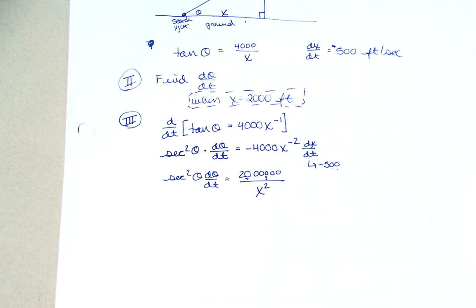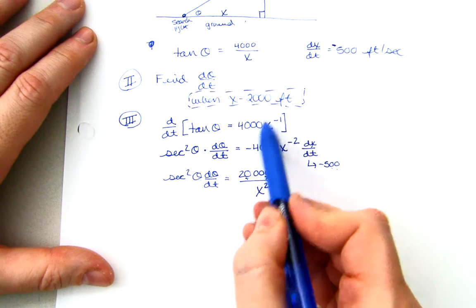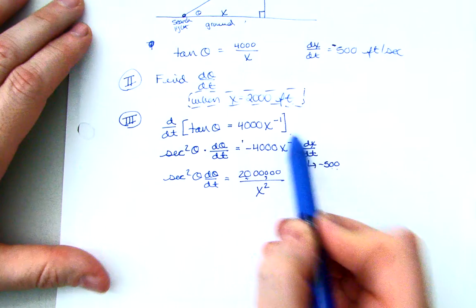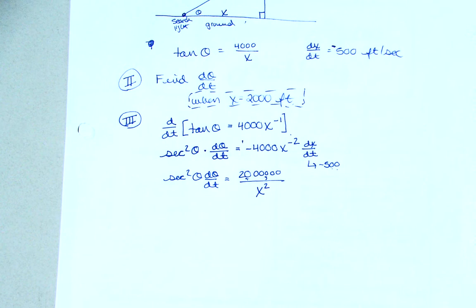What did I do? Question? Why is it 4,000 negative? Because I'm using power rule on this thing. I'm pulling down the power, 4,000 times negative 1, subtracting 1 from the power. Other things.